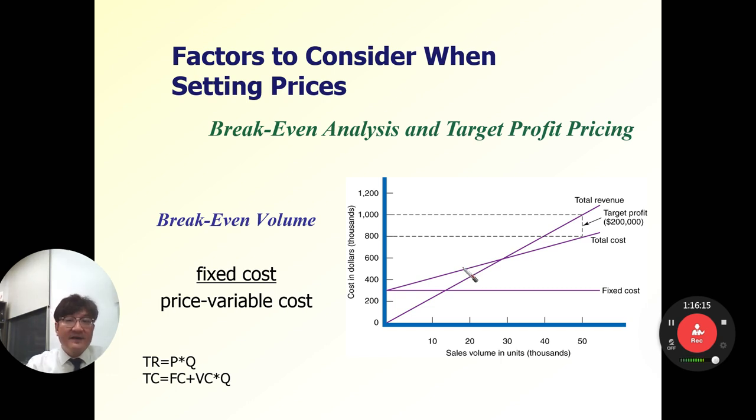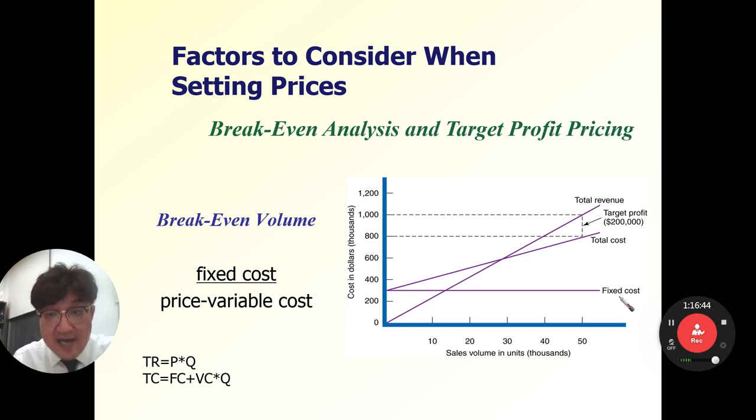I believe this graph is not quite difficult at all, because for those of you who studied, say, microeconomics, you will have seen this graph so many times, right? We have three lines over here. This one is the total revenue line, this line is the total cost line, and this is the fixed cost line.